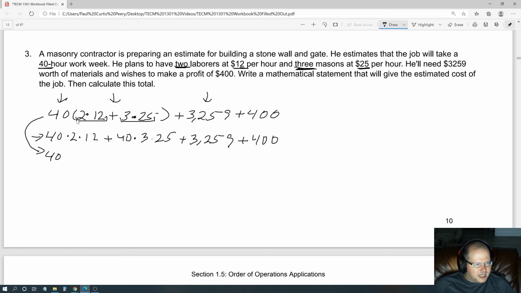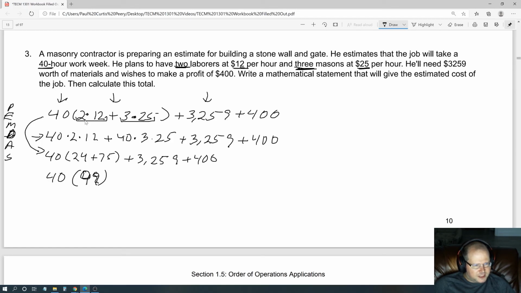Okay, so this is 40 times, and we simplify within the parentheses. 2 times 12 is 24, and 3 times 25 is 75. And then you just rewrite the rest of the equation without changing anything. So we're just simplifying inside the parentheses first, following PEMDAS. Now we're saying 24 plus 75. That gives me 99.